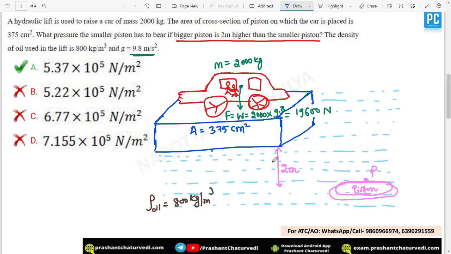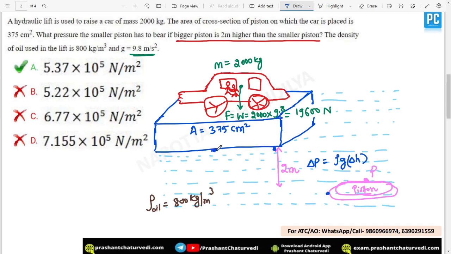By Pascal's law, you know that everywhere the pressure will be the same, but the only condition is they should be on the same level. The liquid should not change, and if the levels are the same, then the pressure will also be the same. But because there is a difference of height, by default this will create a pressure difference of rho g delta h. Delta h is 2 meters. So the difference between this level and this level will be rho g delta h.